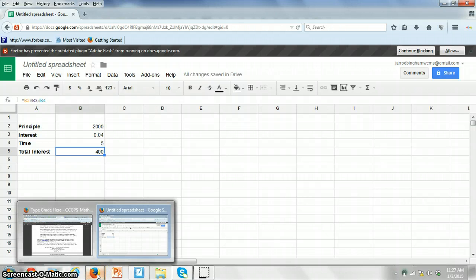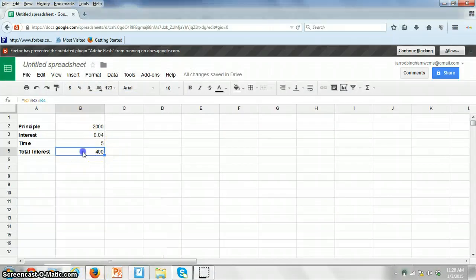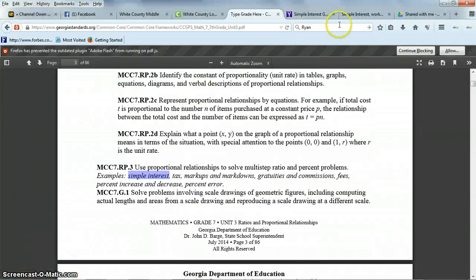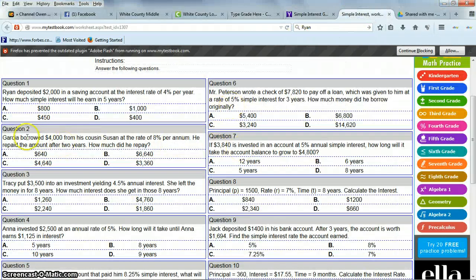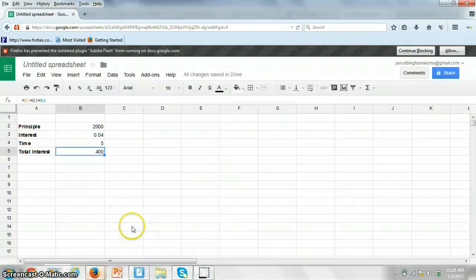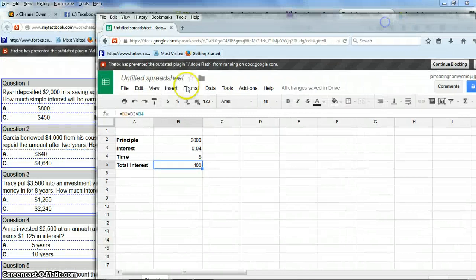You could just do that yourself. But let's say you have a lot of problems. You could set this up. Once I've set up this formula, it works for any problem. So let me go to another problem here. Let me find one here. All right. Garcia borrowed $4,000. So I'm going to go to my spreadsheet. Let me just make it smaller so you can see it here.